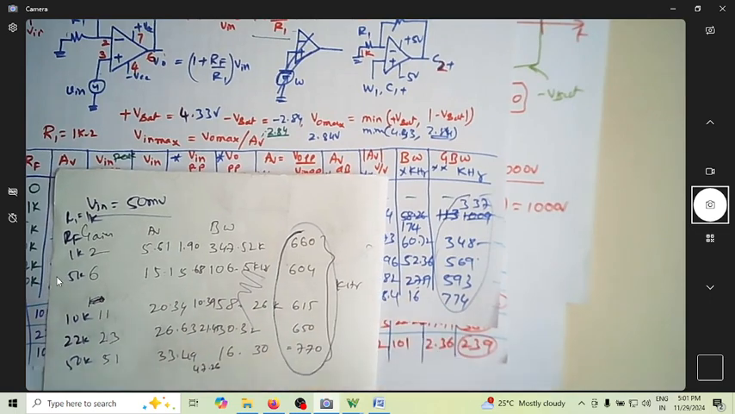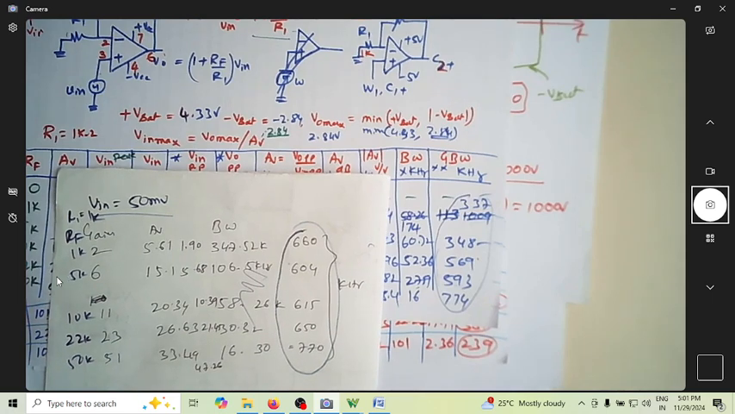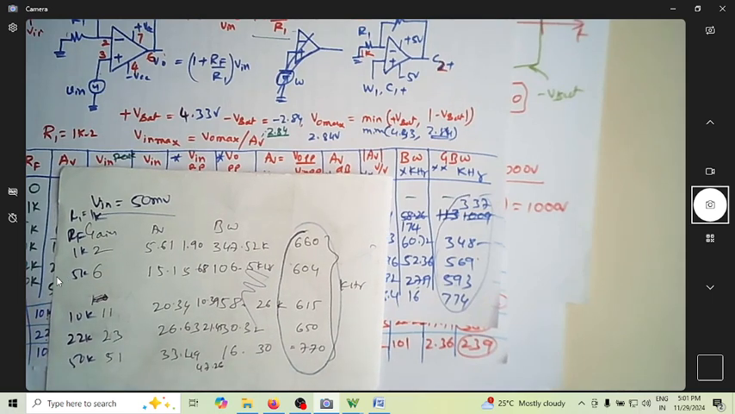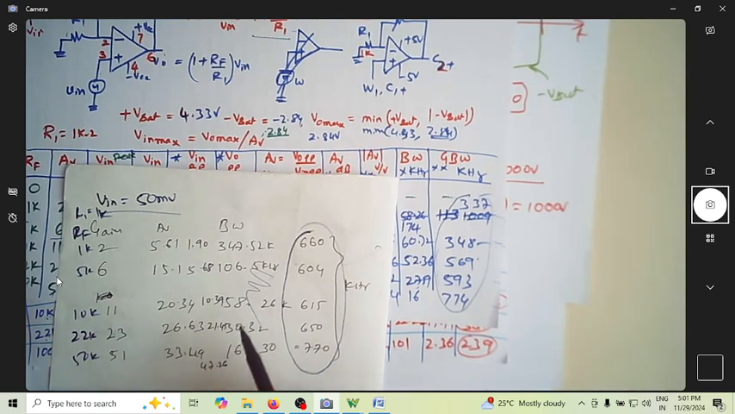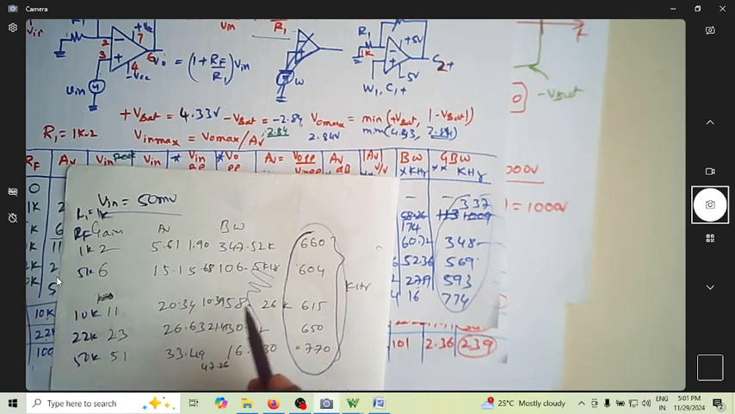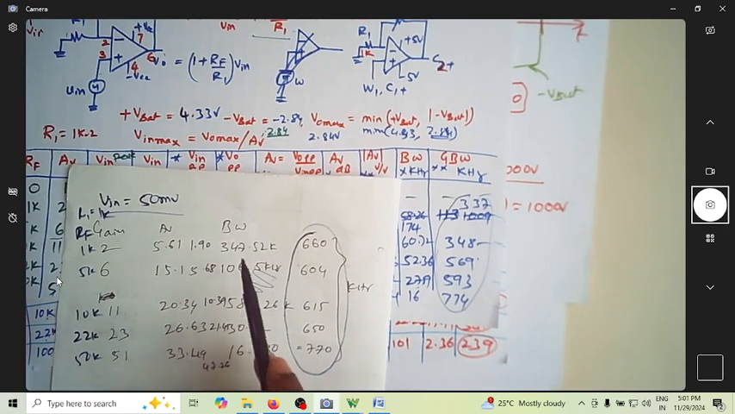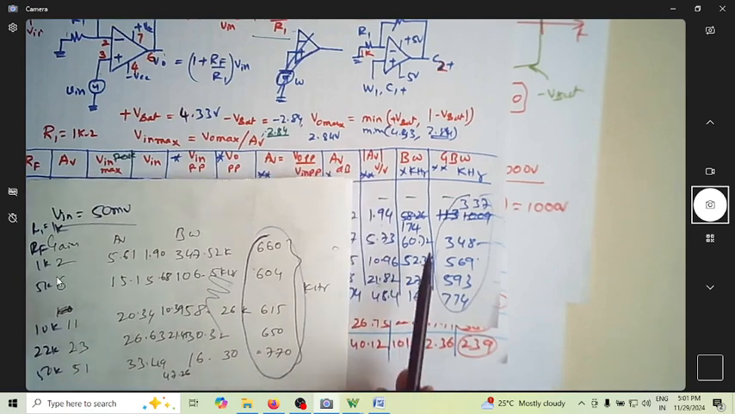Why this happens is because when the input is larger, the output has to swing through a very large amplitude and come back down. So the op-amp takes more time to operate at that amplitude. That's why if the amplitude is less, the bandwidth of the circuit will be more and more.